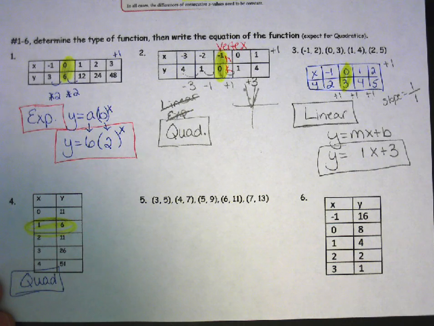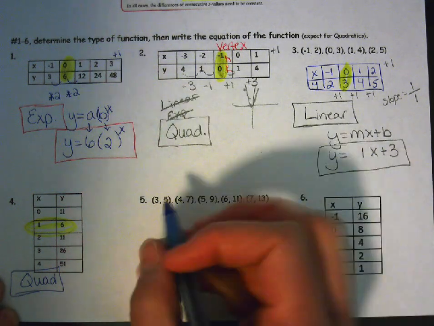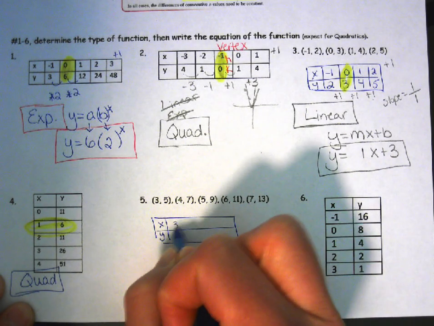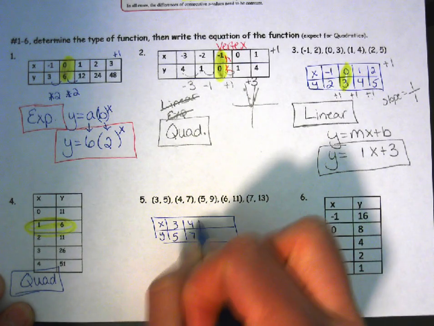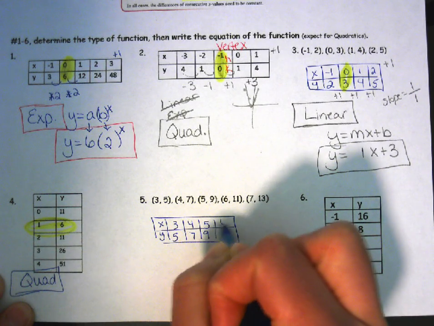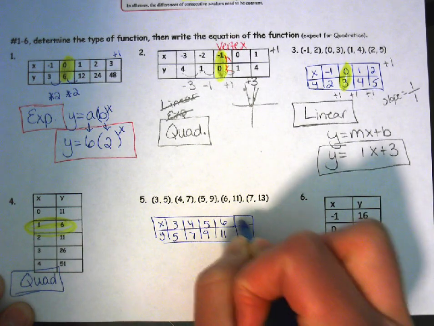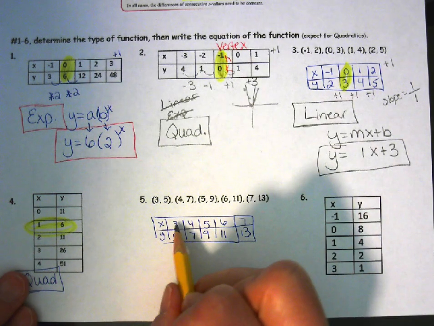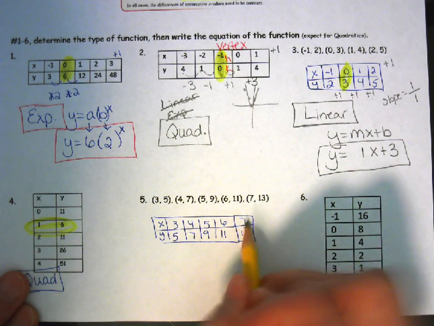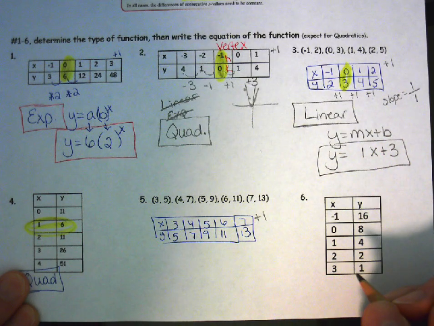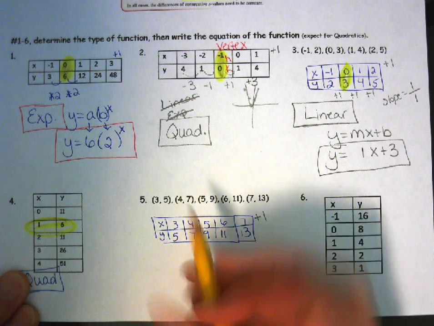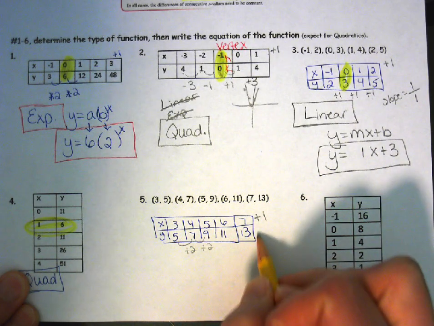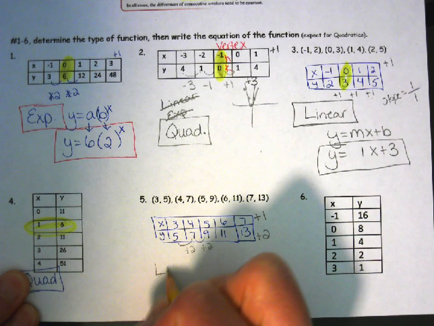All right, number 5. Again, if you don't like this, you can easily redraw it. So I'm just reordering my numbers. Need to add one more. There we go. All right. X's, up 1, up 1, up 1, up 1. This is looking great. Up 1. The next one, up 2, up 2. Hey, this is looking good. Up 2. So this must be linear.